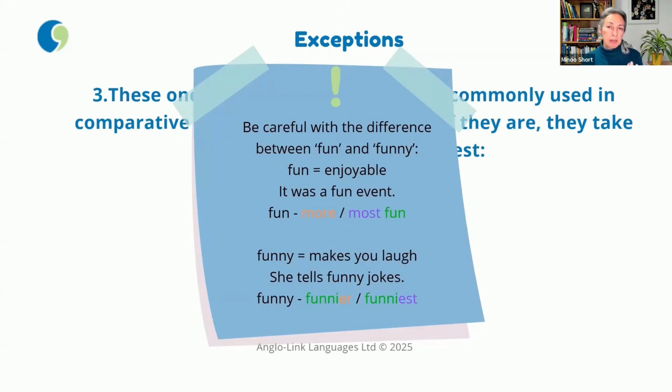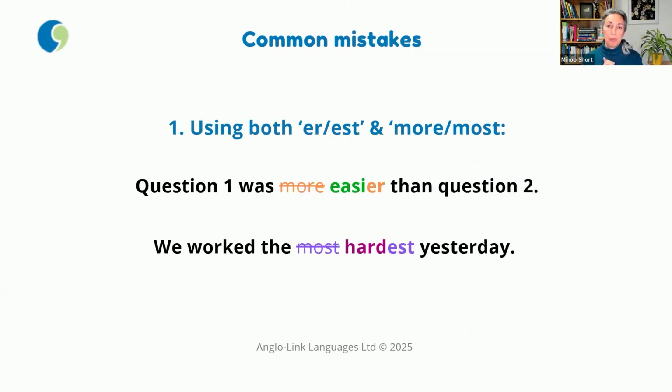Funny means it's something that makes you laugh. It's amusing. For example, she tells funny jokes. And for funny, remember the rule, if your two-syllable adjective funny ends with the sound E, it's E-R, E-S-T. Funny, funnier, funniest. Okay, so that's all for the exceptions. Let's look at some common mistakes that I've come across.